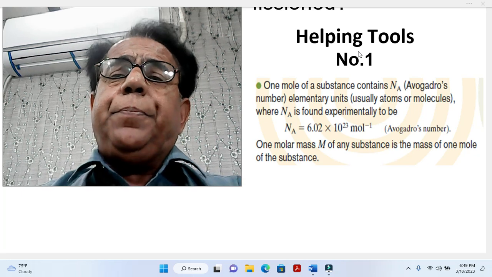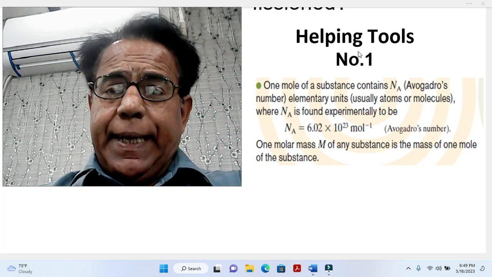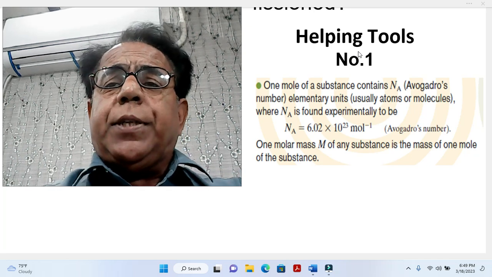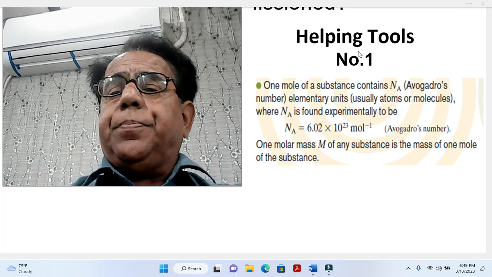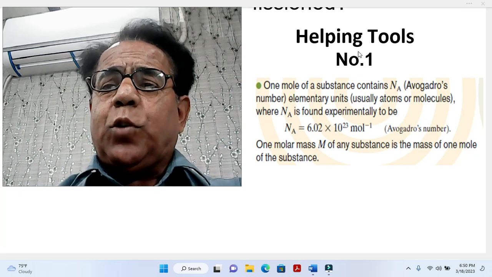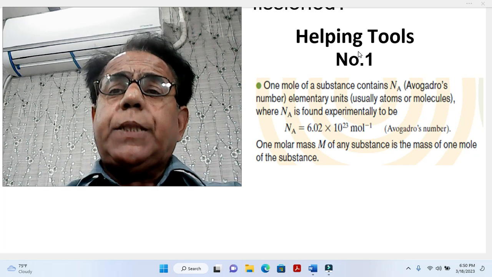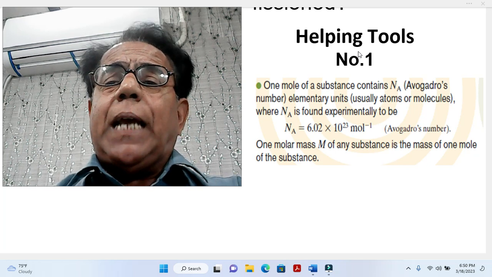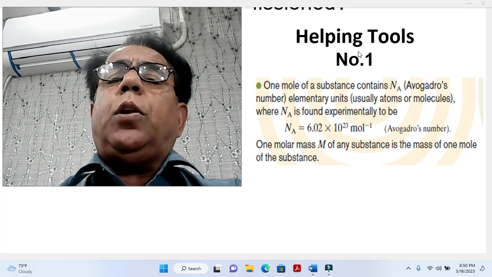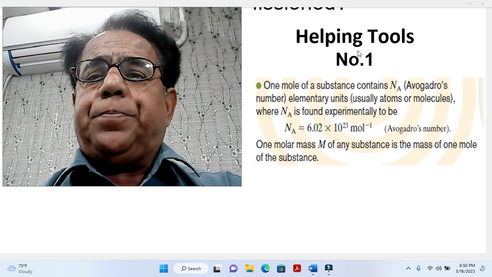Na is found experimentally to be 6.02 into 10 raised to the power 23 per mole. This is the definition of Avogadro's number. 1 molar mass M of any substance is the mass of 1 mole of the substance.